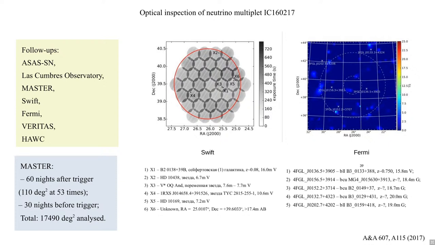Seven observatories participated in the observation to search for a possible source of the neutrino triplet. In MASTER's optical observations, 110 square degrees were taken 53 times within 60 days after the trigger, and analyzed within 30 days before the trigger. Almost 17,000 square degrees were analyzed. All possible variable sources were analyzed, selected by MASTER's automatic software, as well as candidates proposed by the Swift group and blazars from the Fermi catalog.